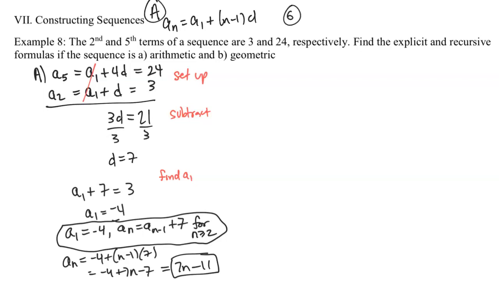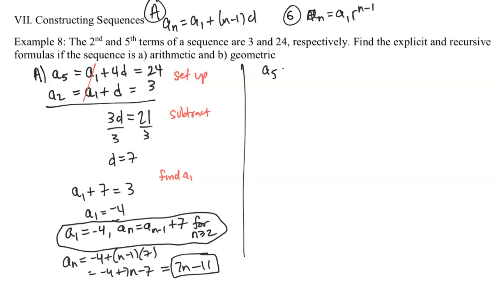But for a geometric sequence, I know that I have another formula. Let me use a lowercase a. A sub n is equal to a sub 1 times r to the n minus 1. And so I'm going to do pretty much the same similar step here in the second part of this problem, where I assume that the sequence is geometric. It's just that I'm going to use different formulas whenever I set up my equations.